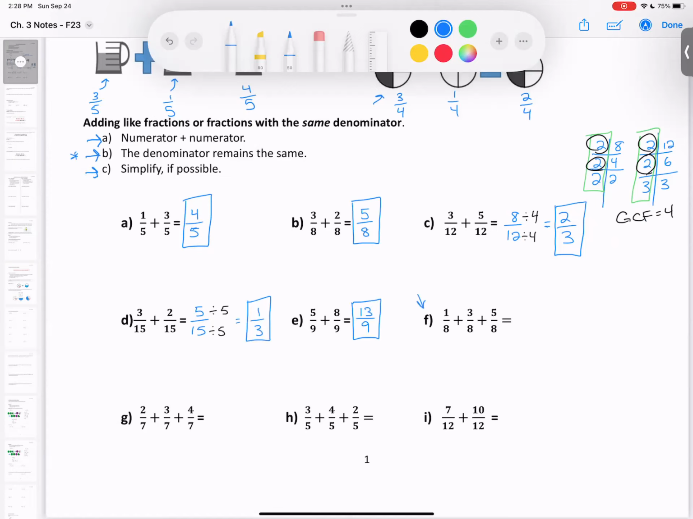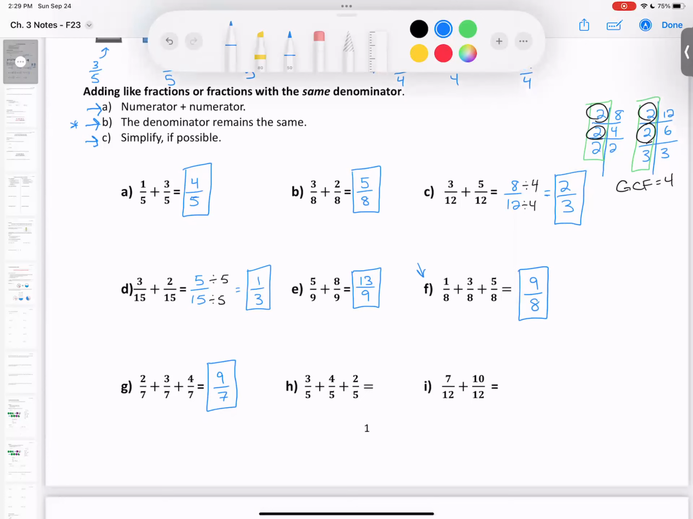Okay, next one, so I've got 1 plus 3 plus 5 gives me 4 plus 5 is 9, so 9 over 8. And those don't share any common factors, so I am done. G, 2 plus 3 plus 4, 5 plus 4 is 9, so 9 over 7. That's as simplified as we can go. Then we've got 3 plus 4 plus 2, so that's going to be 7 plus 2 is 9 over 5. And once again, there's no way to simplify that.